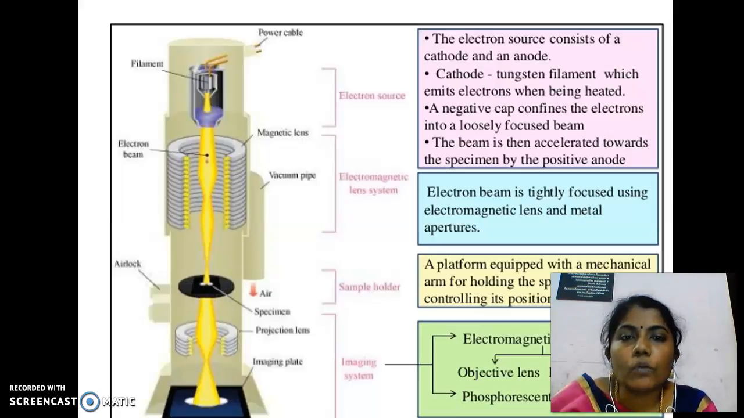Then the second one is the electromagnetic lens system. Here the electron beam is tightly focused using electromagnetic lens and metal aperture. And next, the platform is equipped with a mechanical arm for holding the specimen and controlling the position. And the final one is the imaging system, which has two major parts, the electromagnetic lens system as well as the phosphorescent screen. The electromagnetic lens system also has the objective lens as well as the projector lens.